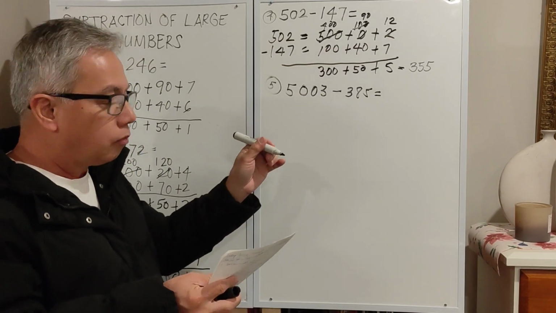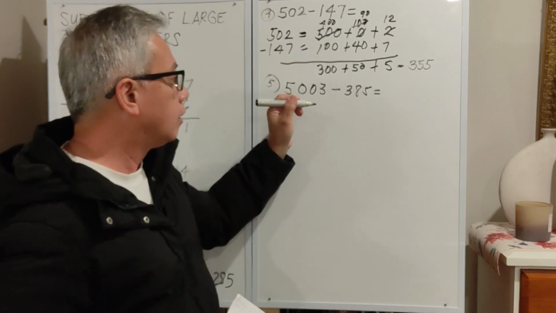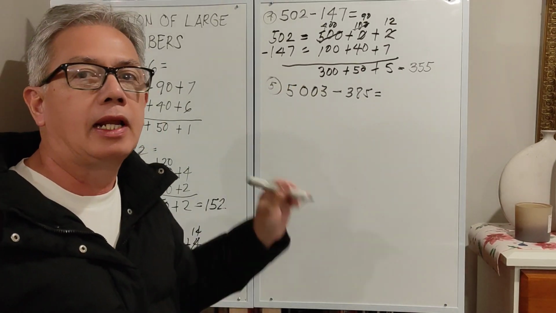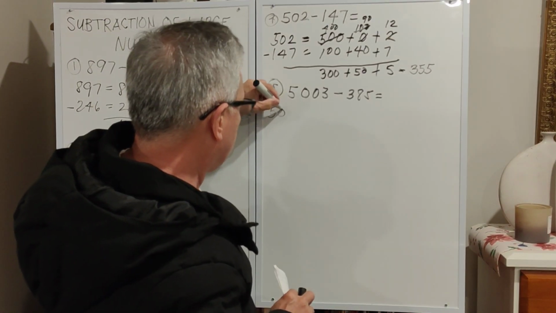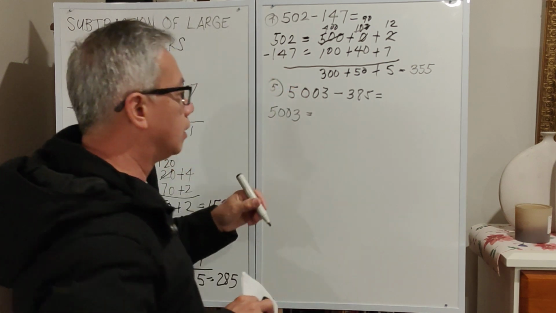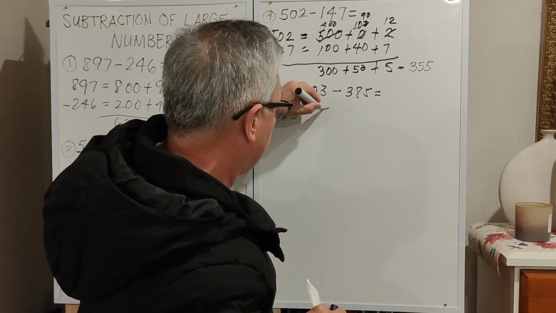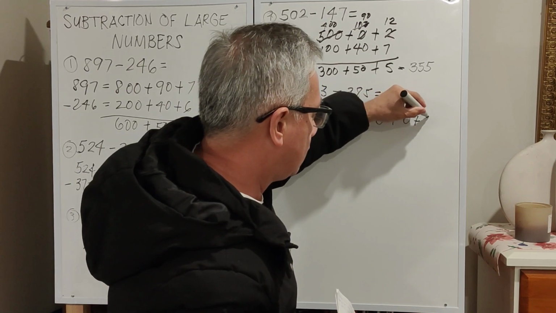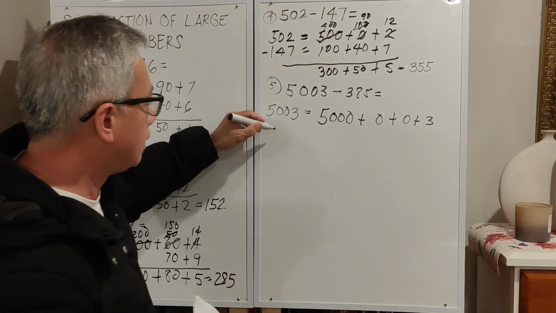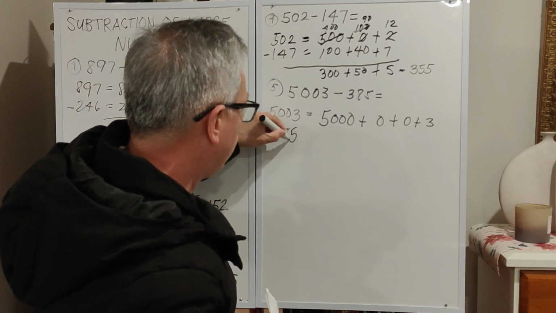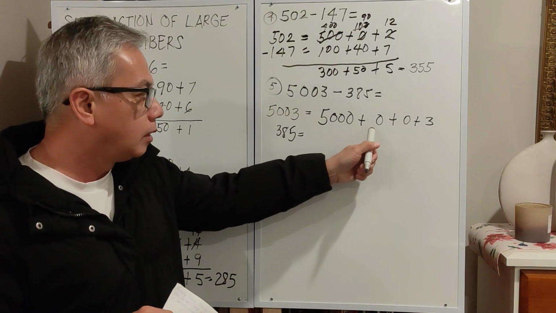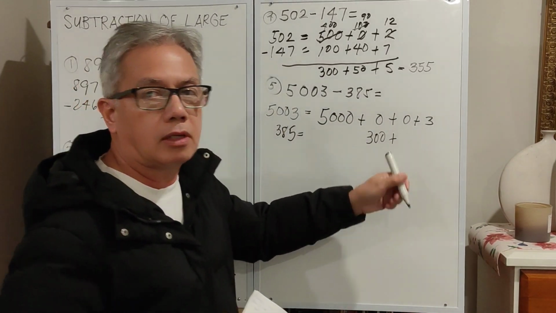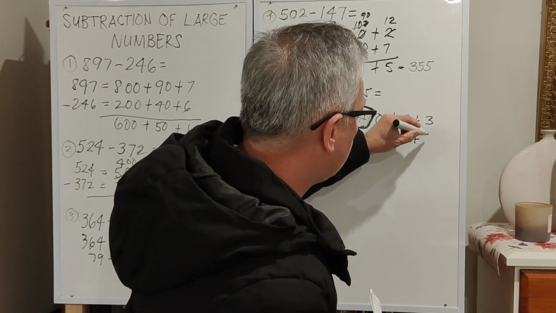Sometimes there is more than one zero that has to borrow. So in that case, we have to keep borrowing from the left. So 5003, if we expand, becomes 5000 plus 0 plus 0 plus 3. And then 385, so we have to align 300 to the hundreds place value. And then 80 to the tens place, 80 plus 5.